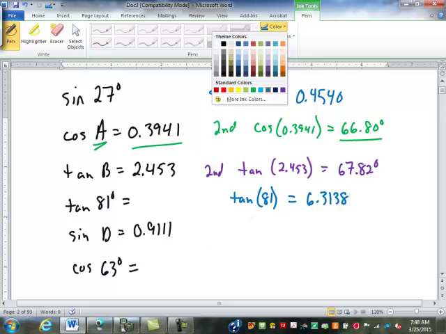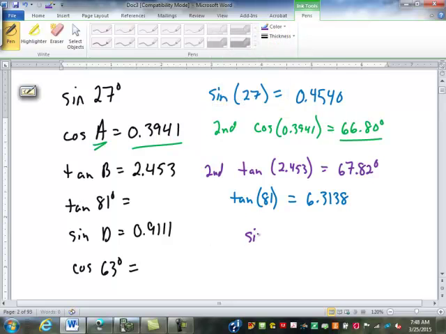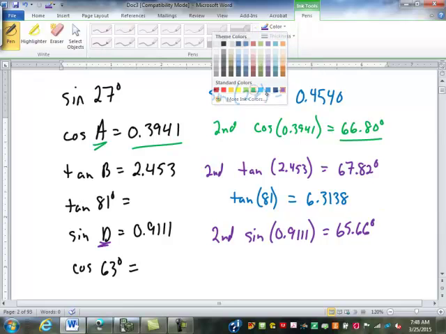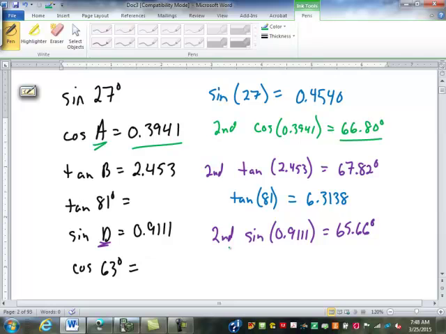Next one, sine. Second or no second? Second, because we're looking for the angle. So second sine, 0.9111 gives us 65.66 degrees. And then the last one, cosine, second or no second? No second. Just cosine of 63, which is 0.4540.